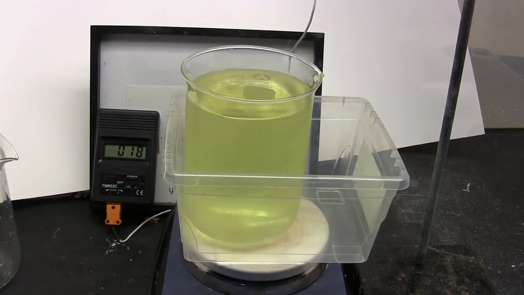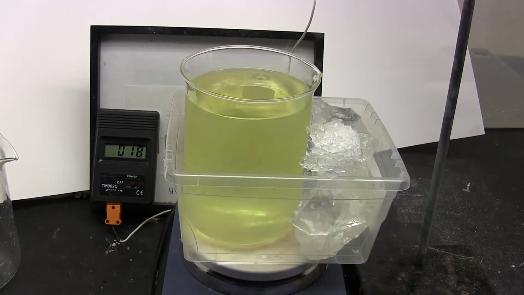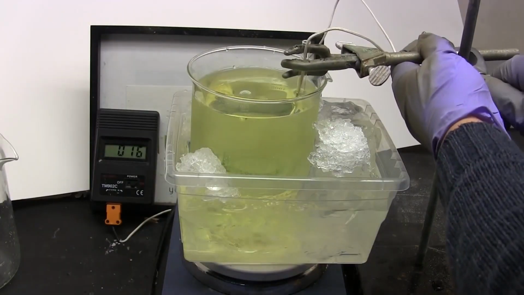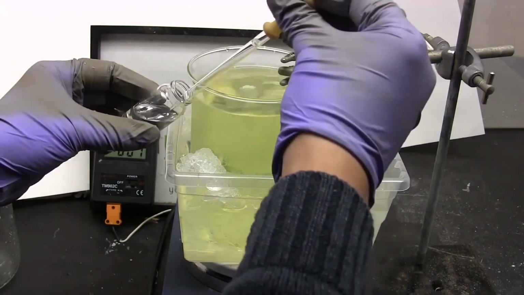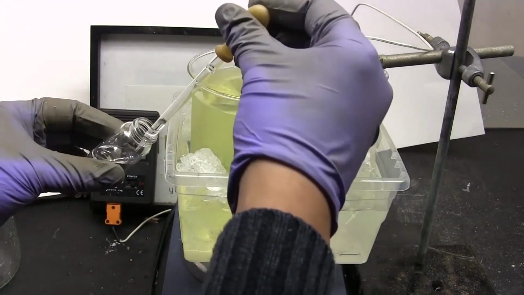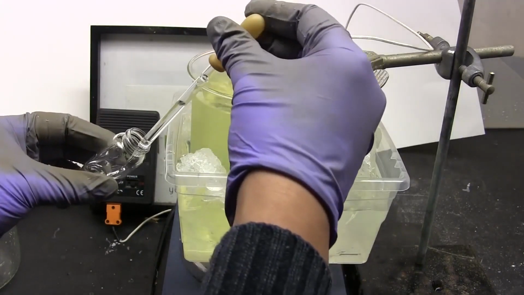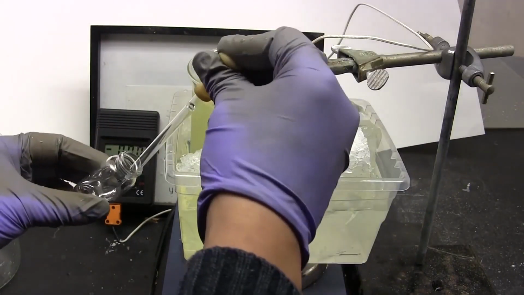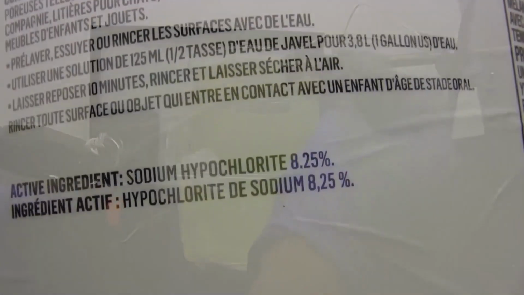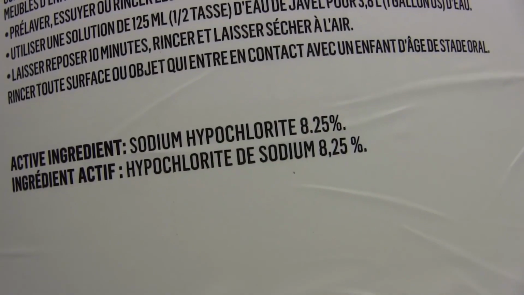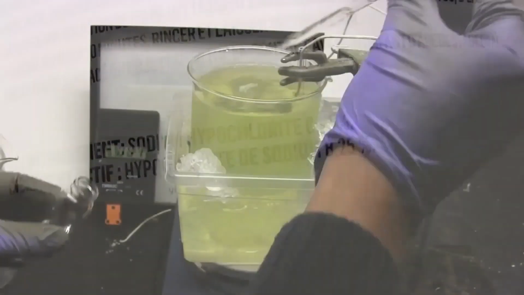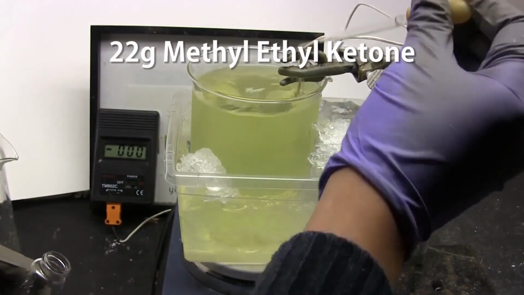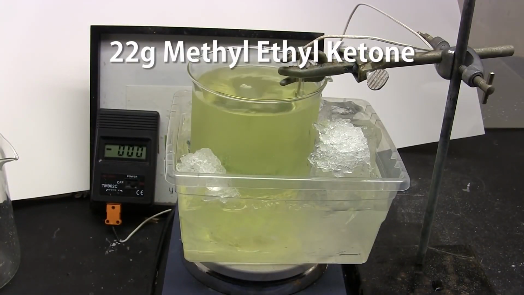Now this reaction is also quite exothermic, so it helps to build an ice bath around your bleach as well. Now I'm lowering in a thermometer to monitor the reaction. Now we start adding the ketone. Most amateurs that do this reaction use acetone, but I'm going to use methyl ethyl ketone, also known as 2-butanone. Now the bleach I bought claims to be 8.25% sodium hypochlorite by mass, but I only found about 7% through titration. So I'm going to add a total of 22 grams of methyl ethyl ketone.